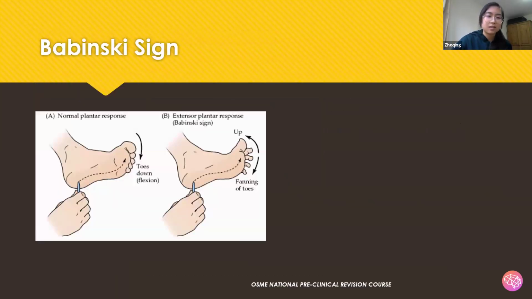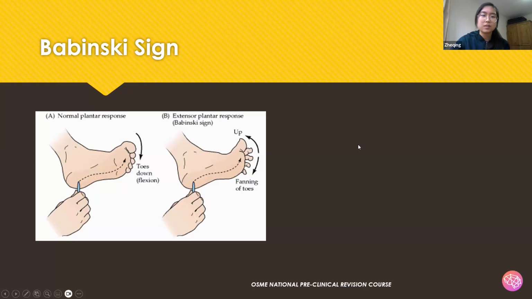So the Babinski sign, which we mentioned earlier, is elicited by stroking the sole of the foot, and this is called the plantar reflex. And the Babinski sign is when it's abnormal. So in a normal plantar response, if you stroke the sole of the foot, the toes will go down, and that's flexion of the toes. Whereas in an abnormal response, which is the Babinski sign, you get extension and fanning of the toes upwards.